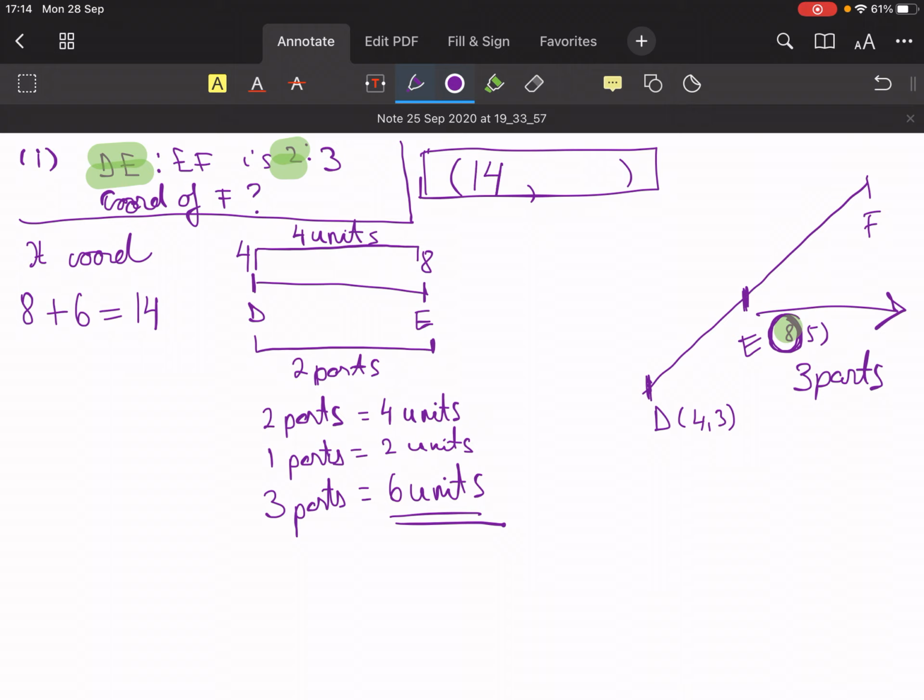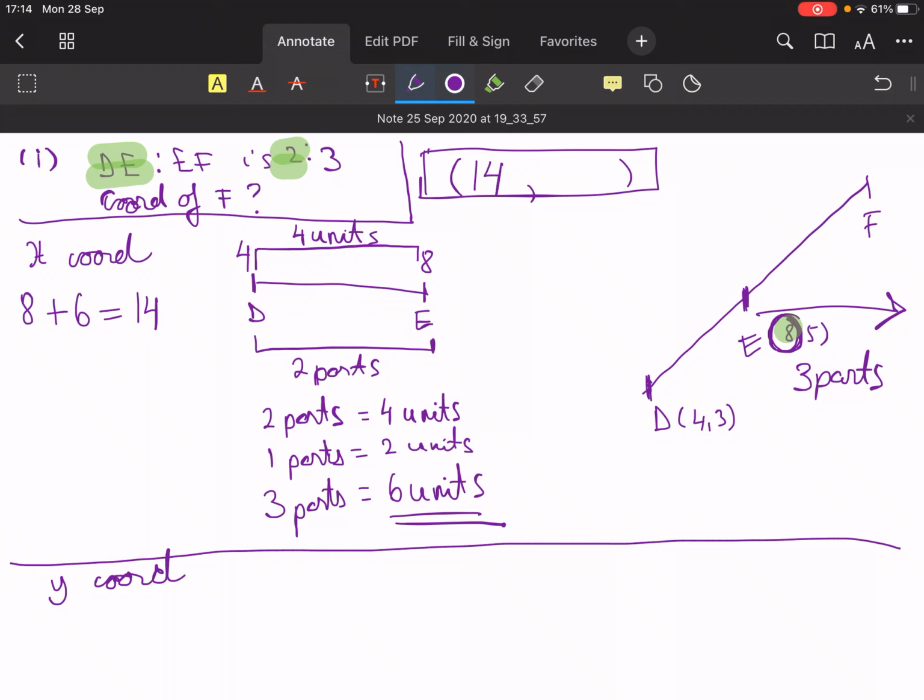And we're back. So I'm going to do the same thing for the y coordinate of this point. My lines are just getting worse and worse. So now we're just looking at the y coordinates. So that means I'm going in y in a vertical direction, and I'm still looking between D and E because that's where I have the information. So the y coordinate of D is 3 and the y coordinate of E is 5. So this means between them there are 2 units.